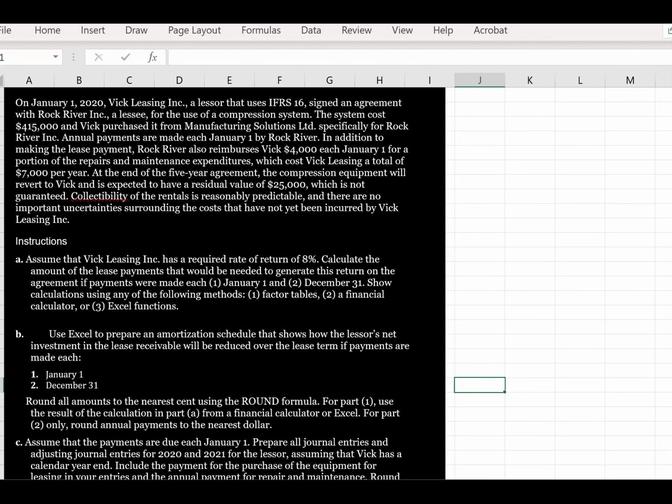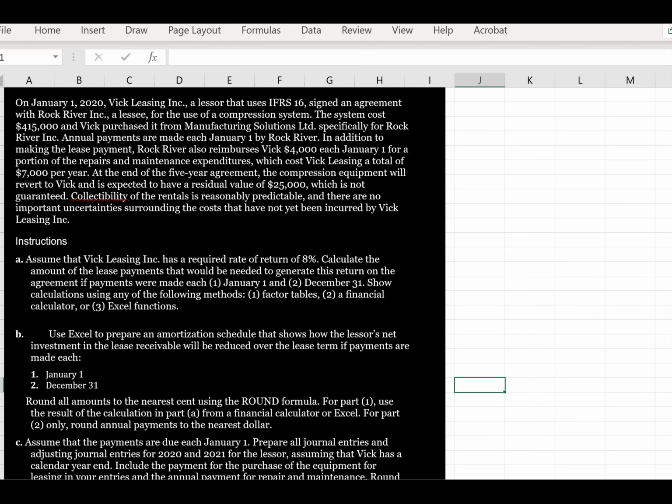This question will walk through lessor accounting. On January 1st, 2020, Vic Leasing Inc., a lessor that uses IFRS 16, signed an agreement with River Rock Inc., a lessee, for the use of a compression system. The system cost $415,000 and Vic purchased it from Manufacturing Solutions Limited, specifically for Rock River Inc.